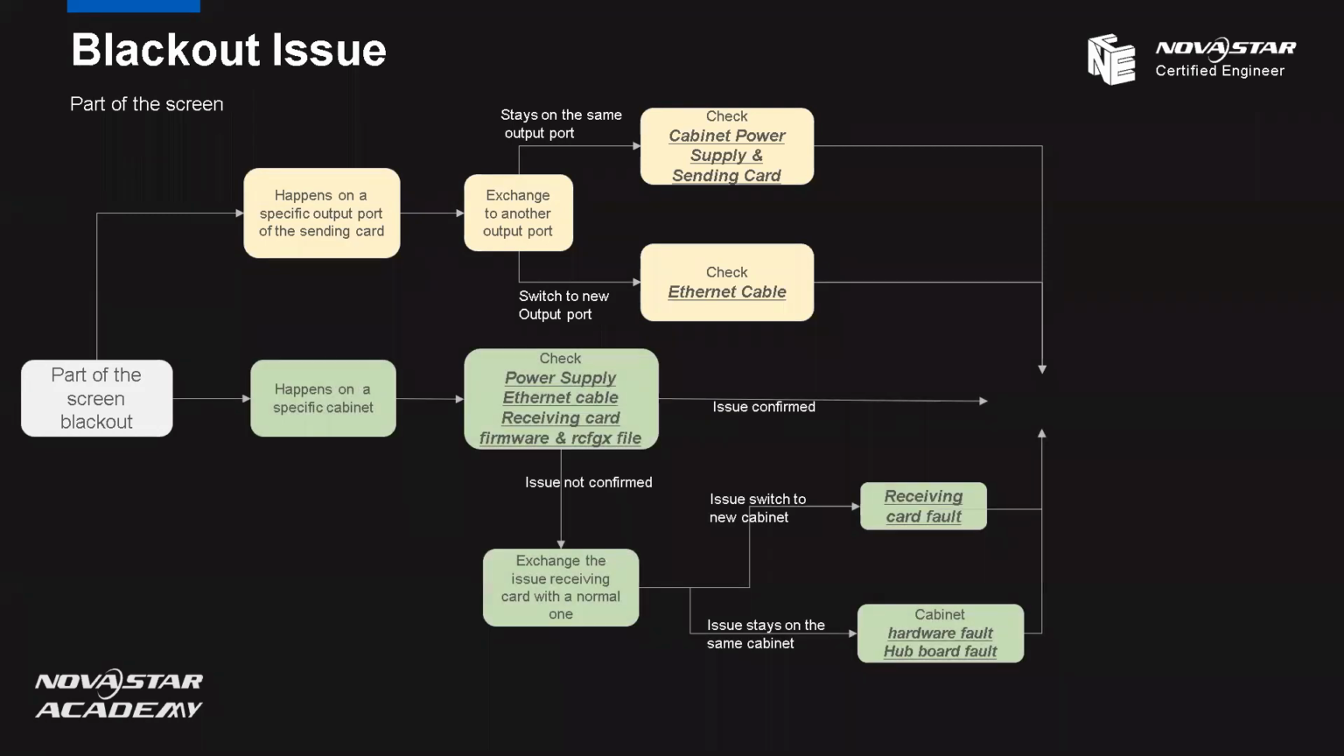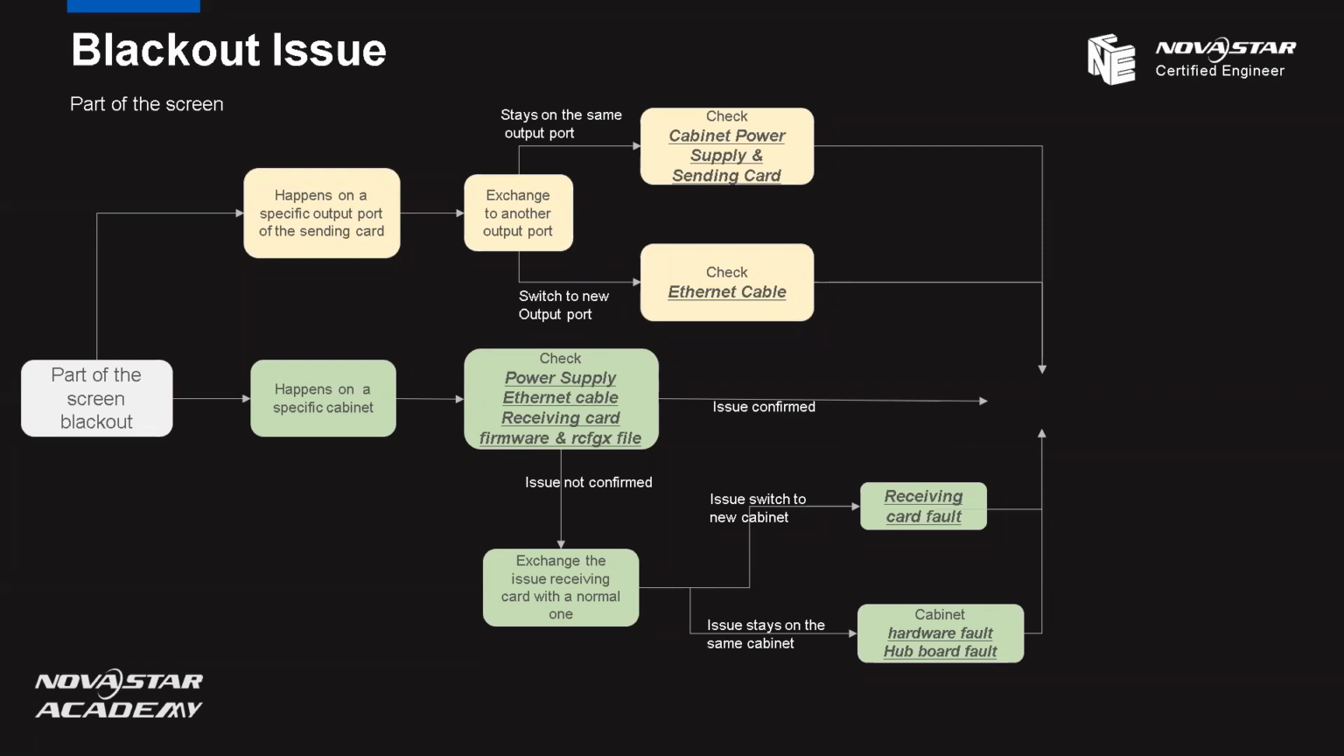And for the second one, if it happens on a specific cabinet, sometimes we call it a panel, we need to check the power supply of this cabinet, check the jumper cable connection, check the configuration file from the receiving card, and check the firmware version from the receiving card. If the issue is confirmed, it will be solved. If it's not confirmed, we need to change the receiving card.